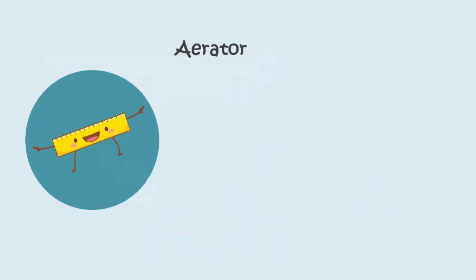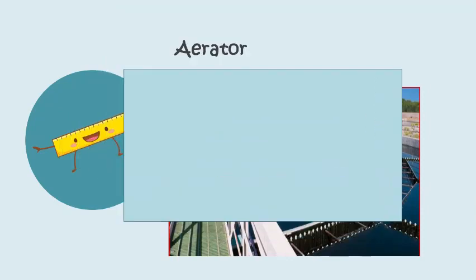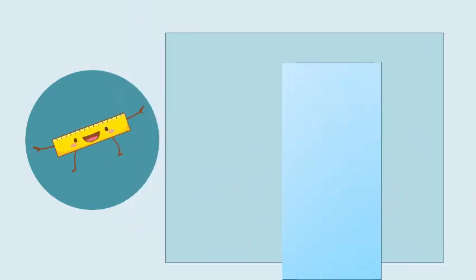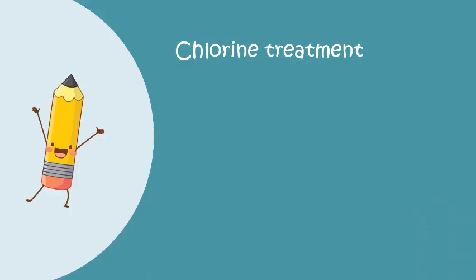Next is the aerator. In the aerator, they will give out some biological microorganisms which will kill all the dirt or germs present in the water. They will release a lot of air in which these organisms will get dissolved in the water, and then they will eat up all the bacteria.